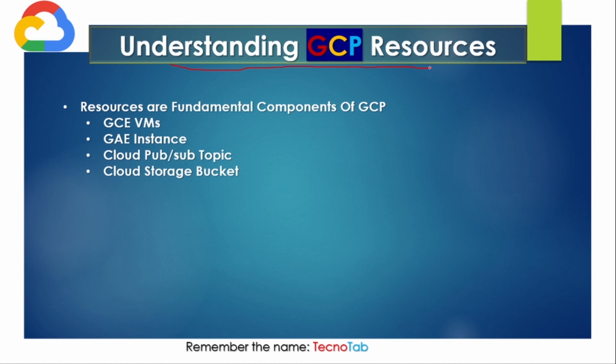So in the Google Cloud Platform, anything that you launch becomes a resource. Maybe it is a VM that you launch in Compute Engine, or any apps that you launch in App Engine, or any topics that you create in Pub/Sub, or any kind of storage that you create. That all becomes a resource, right? So everything that you create, you can say it is a resource.